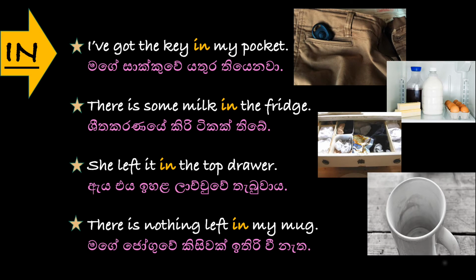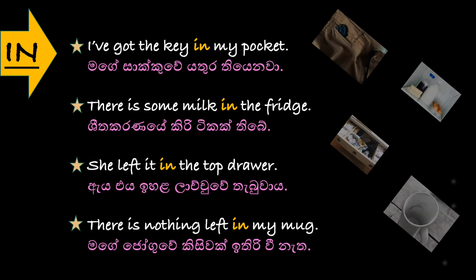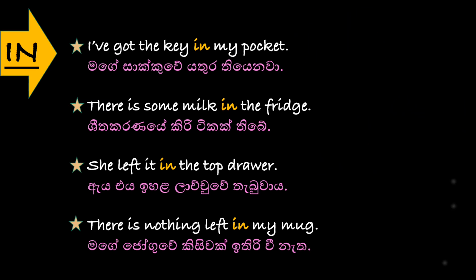Alright, let's get started with in. The best way to think about the preposition in is being within something, inside the edges of something. I've got the key in my pocket. There is some milk in the fridge. She left it in the top drawer. There is nothing left in my mug.